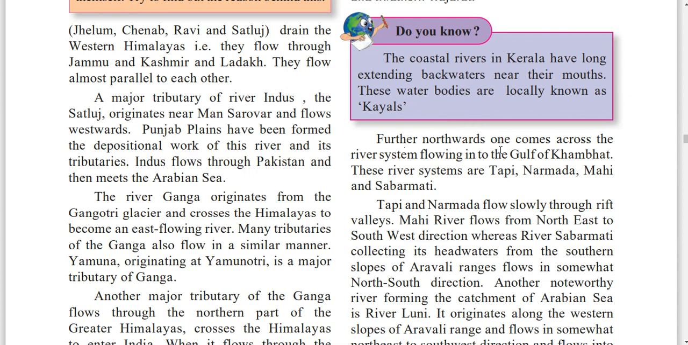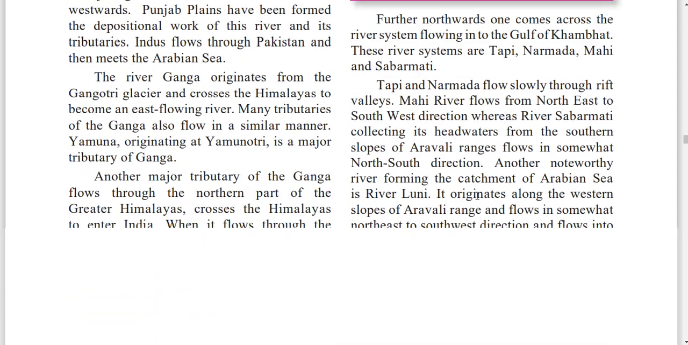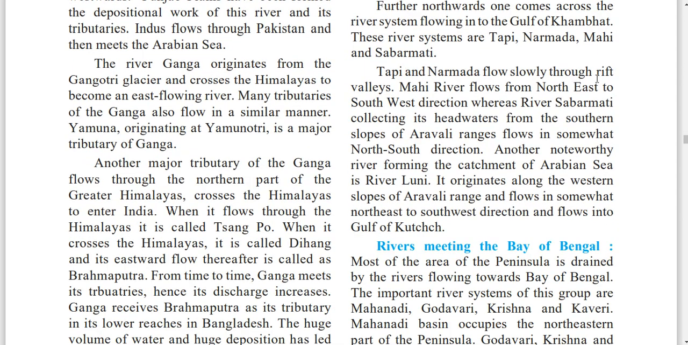Further northward, one comes across the river systems flowing into the Gulf of Khambat. These river systems are Tapi, Narmada, Mahi, and Sabarmati. Tapi and Narmada flow slowly through rift valleys. Mahi River flows from northeast to southwest direction, whereas River Sabarmati, collecting its headwaters from the southern slopes of Aravalli Ranges, flows in a somewhat north-south direction.